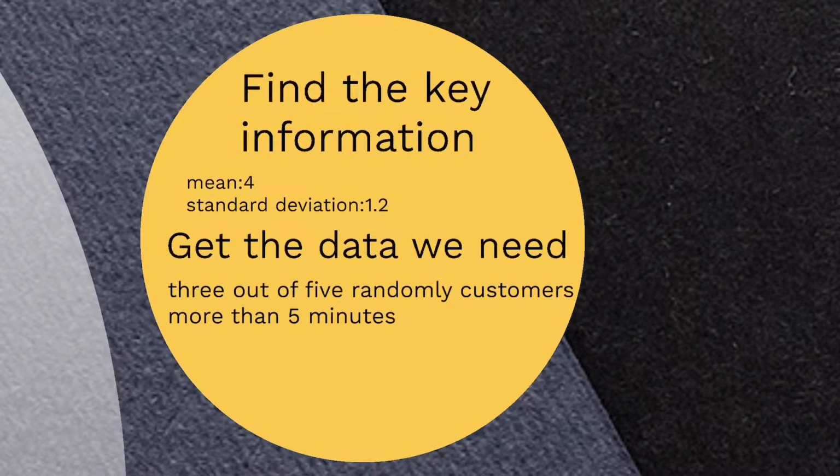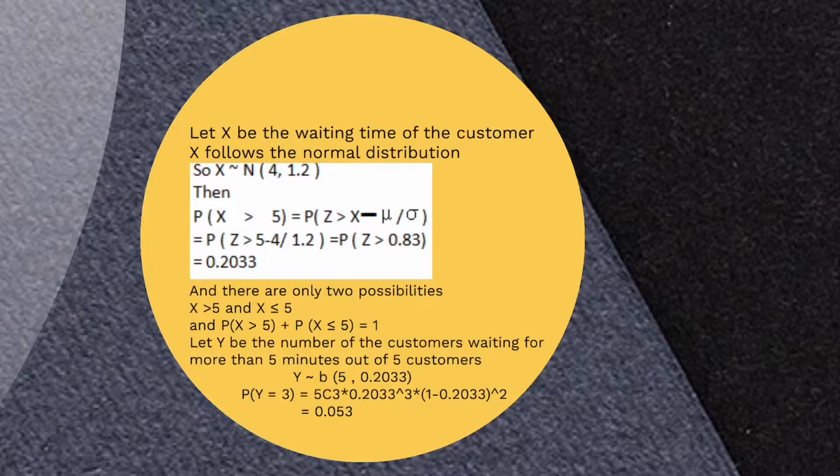First, the mean of the waiting time is 4 minutes, and the standard deviation is 1.2. And we should calculate the probability of 3 out of 5 randomly selected customers waiting for more than 5 minutes. For the first step, we should calculate the probability of one random customer waiting for more than 5 minutes. Let x be the waiting time of the customer, and x follows the normal distribution.